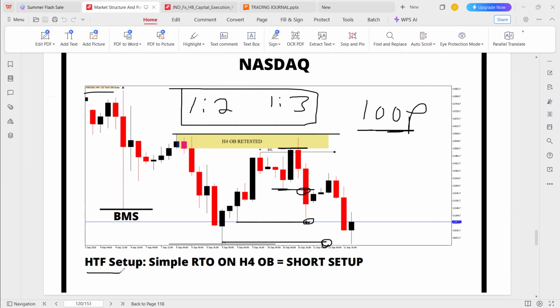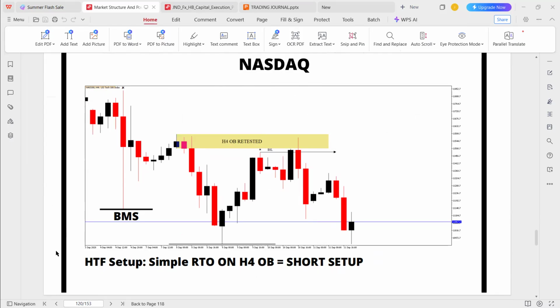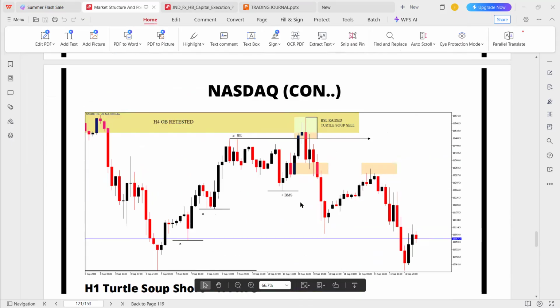So higher time frame setup, 4 hour, simple return to order block on the 4 hour, which is a sell setup. Remember, if you're selling, it's also referred to as a short. All right. Nasdaq confluence, I think this is the same setup, but now viewed on the H1. So remember, you can also use multi-timeframe analysis or top-down analysis to come up with your setups. If you're able to view these setups on the 4 hour, you can still execute on the 4 hour. There's nothing wrong with that.